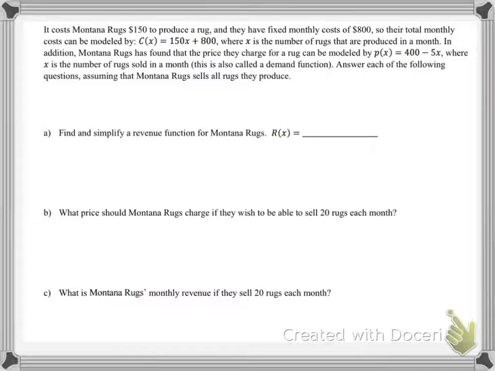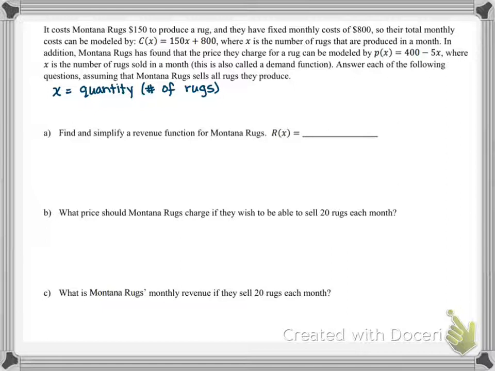So let's start just by writing down what they give us so I don't have to read through that paragraph every single time. I'm going to start with my input. X is going to be my quantity, i.e. the number of rugs that are produced and sold.